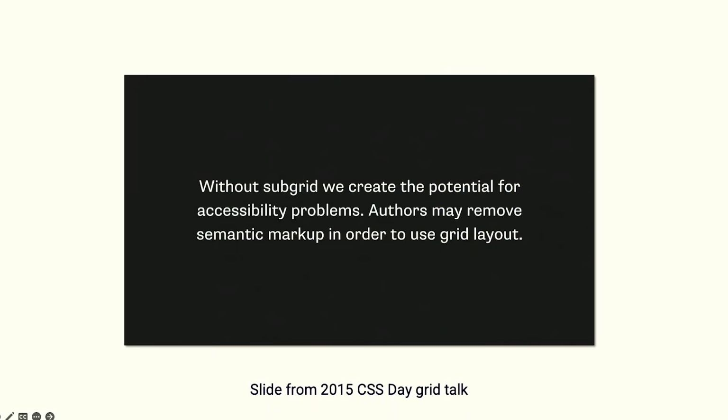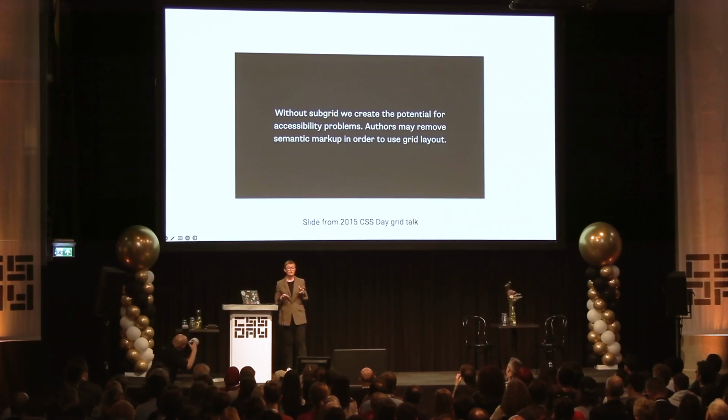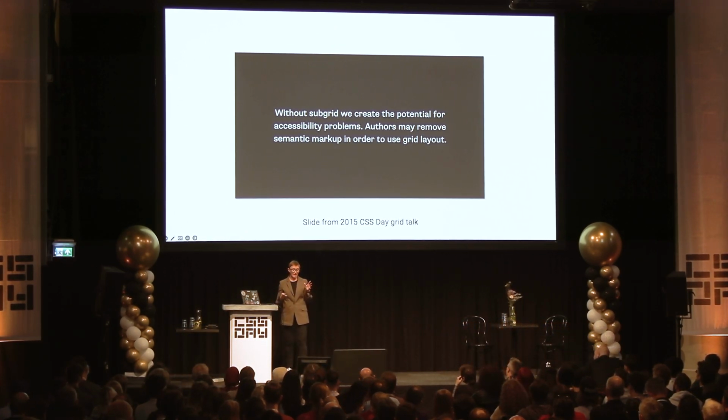Now, also in that 2015 talk was this slide. At the time I was talking then, subgrid was still part of the level 1 spec, and it was marked at risk. No one had started implementing it. And I was really worried that it was going to go away, and that the lack of subgrid would mean people would flatten out grid layouts. And obviously, we landed grid without subgrid in. And to me, it really was the missing feature of that spec. I felt that we really needed subgrid.